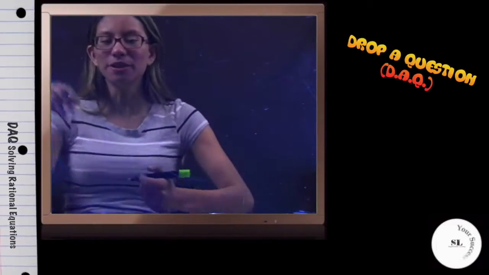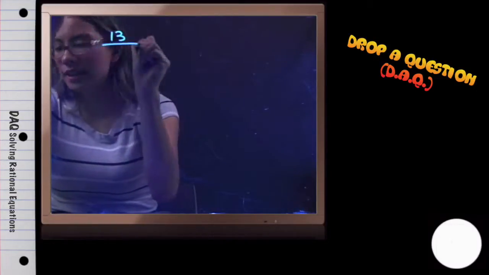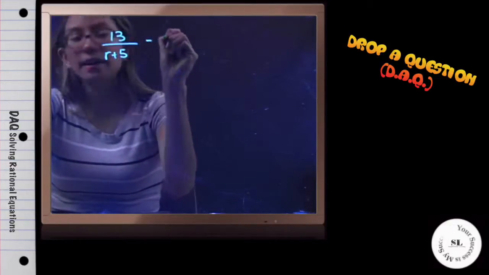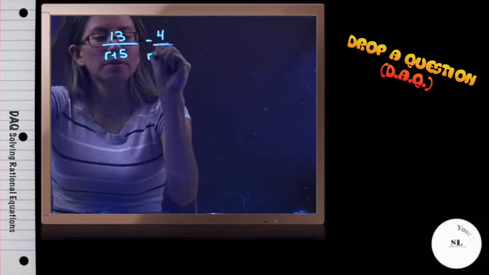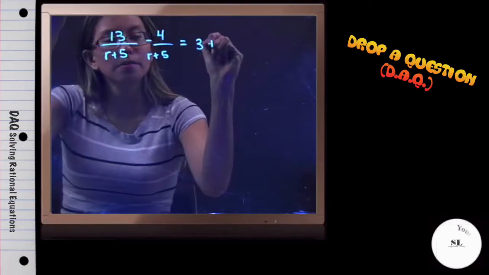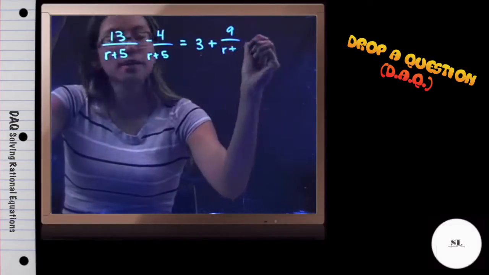For this drop-a question, we're solving a rational equation. 13 over r plus 5 minus 4 over r plus 5 equals 3 plus 9 over r plus 5.